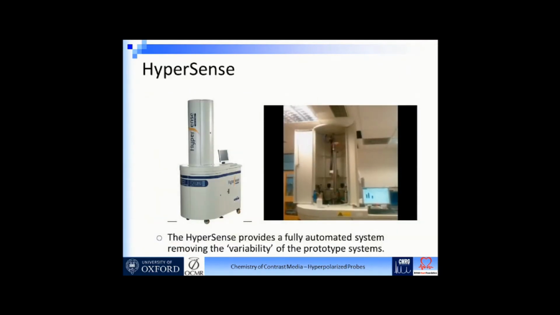There's also, as I said, this Hypersense machine, which is basically an automated version of exactly the same system. The dissolution process there is automated, and it attempts to remove some of the variability of the prototype systems. Although I tend to think that a lot of the prototype systems are a little bit like a Formula One pit crew. They can get a lot better, but that's just our opinion.